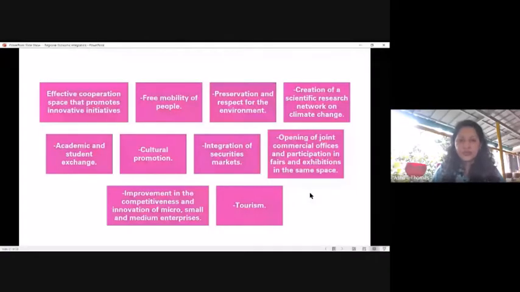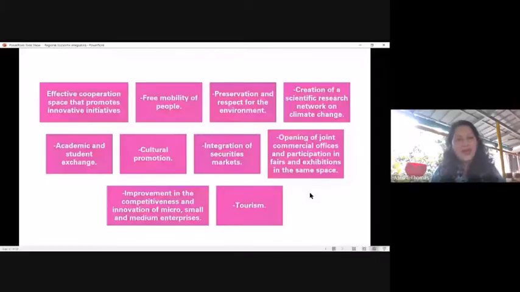It may not be so prominent as in the case of ASEAN, or the EU, or SAARC. But still, it's an association which is looking into areas like innovative initiatives, mobility of people, tourism, cultural promotion, agriculture, creation of job opportunities through scientific and research inputs, and academic and student exchange programs. All these are the basic areas where this integration is concentrated.